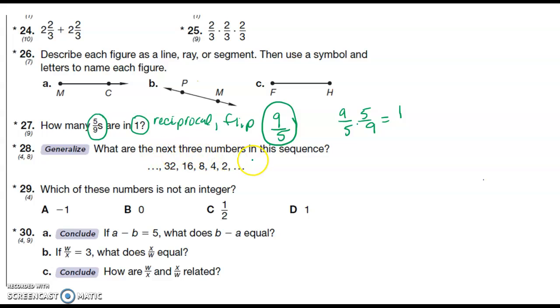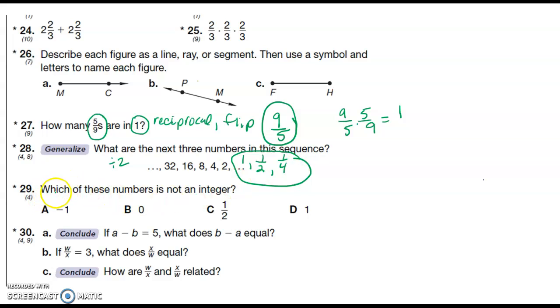28. What are the next three numbers in this sequence? So 32 divided by 2 is 16. Divided by 2 is 8. Divided by 2 is 4. Divided by 2 is 2. So the rule is to divide by 2. So 2 divided by 2 is 1, 1/2, and then 1/4.